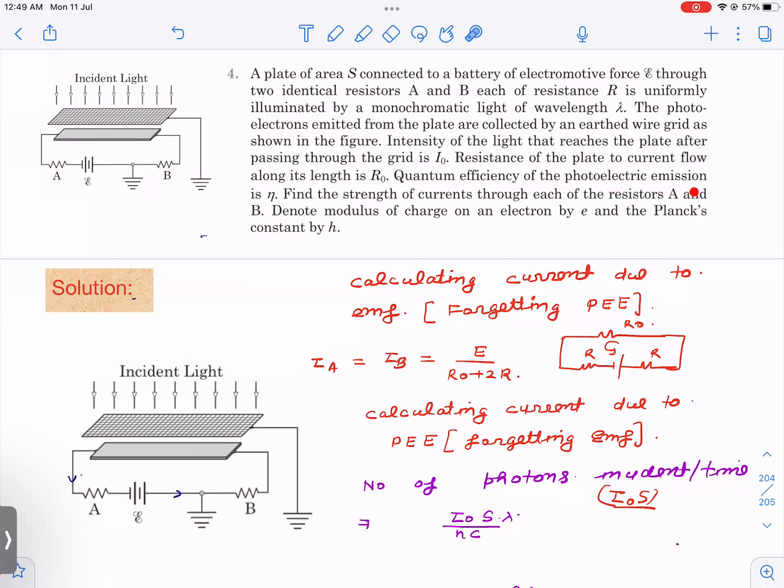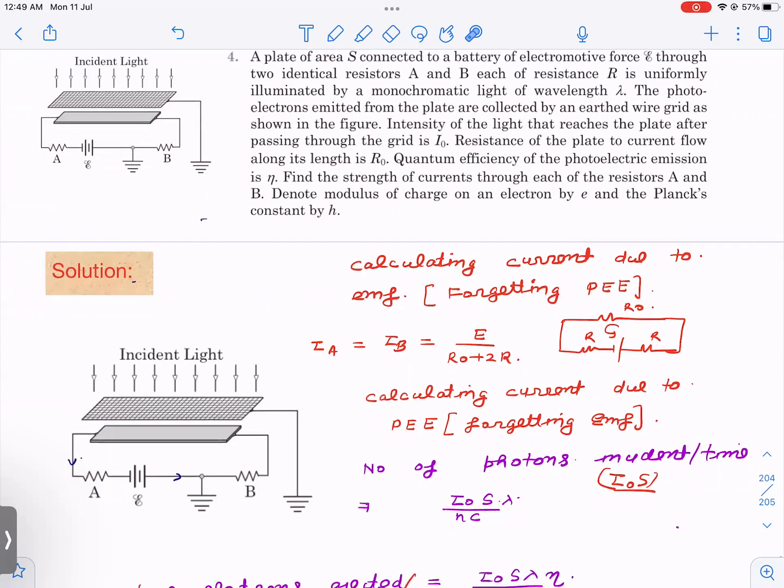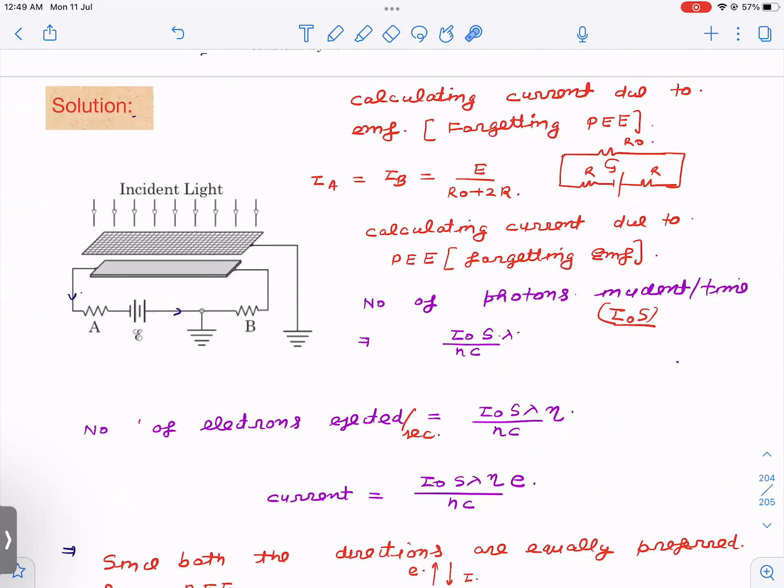Quantum efficiency of the photoelectron emission is eta. We have to find the strength of current from A and B. So we have to find out the current which will flow from the resistances A and B. So we are going to solve this question from the principle of superposition. So first, suppose there is no photoelectric effect. Then what will be the current from these two resistors?